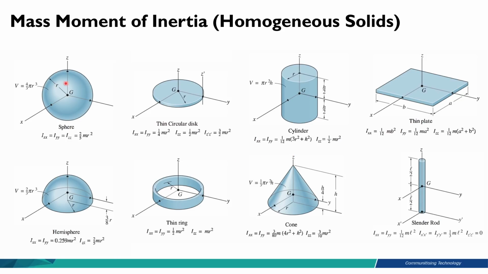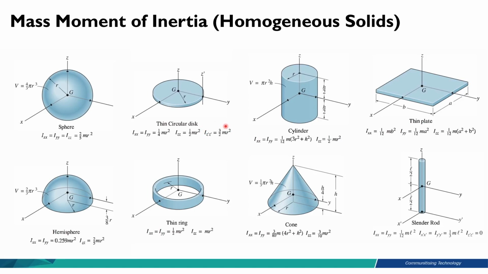For example, if we have a sphere and you see that there are multiple axes here, x-axis, z-axis, and also y-axis, the mass moment of inertia about x, y, and z is equal. That is equal to 2/5 mr squared. For a thin circular disk, you see that the mass moment of inertia about the x-axis is equal to the mass moment of inertia about the y-axis, that is 1/4 mr squared. But if you calculate the mass moment of inertia about the z-axis, it is 1/2 mr squared. And let's say we have another axis over here, z prime. This is equal to 3/2 mr squared.